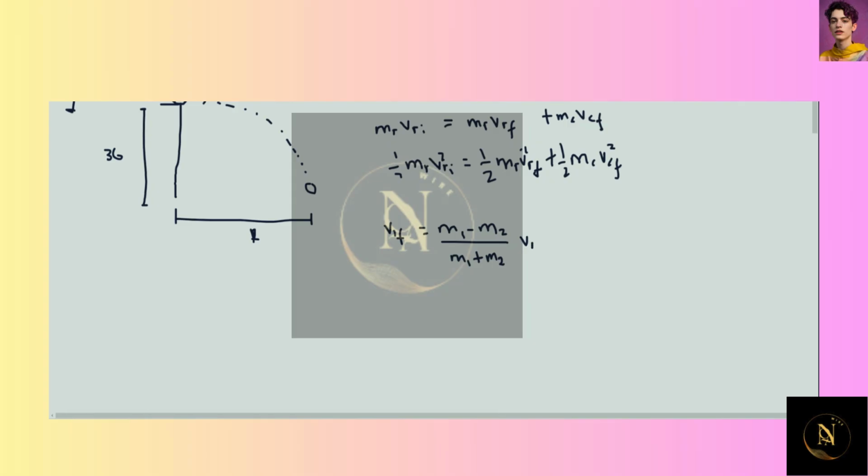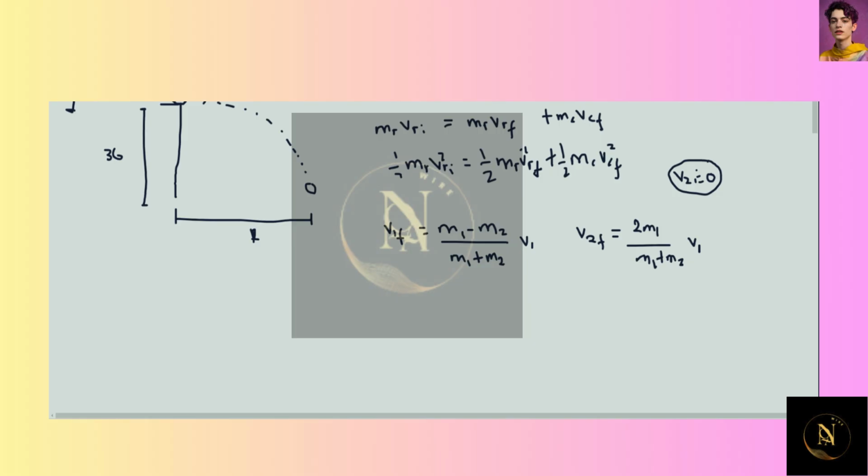So this is only for collisions where essentially v2i is equal to 0. So this is the special case where one of the bodies is not moving. So then v2f in this case just becomes 2m1 over m1 plus m2 times v1.